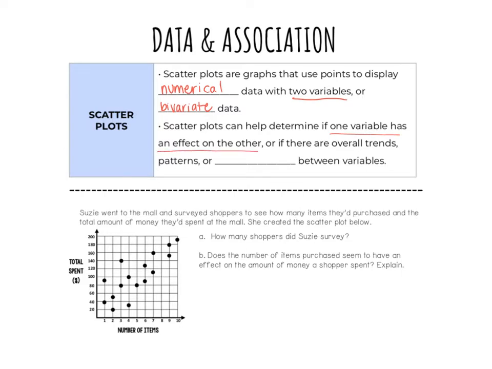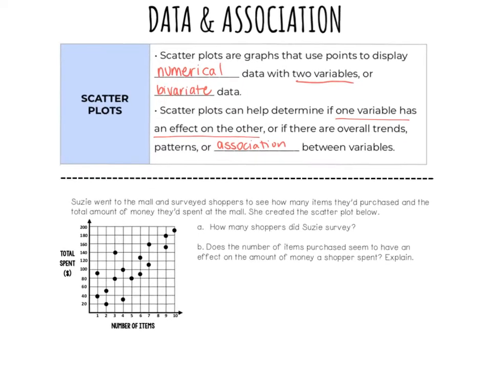What that means is, are there any overall trends happening? Are there patterns? Or what we're going to focus on is, is there any association between variables? So again, an easier way to explain that would be, is there any relationship happening between the two things going on? And we'll look at an example here next.